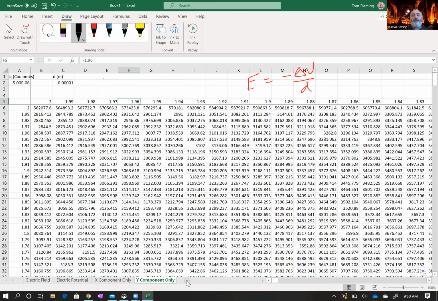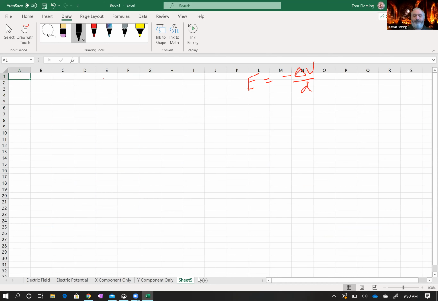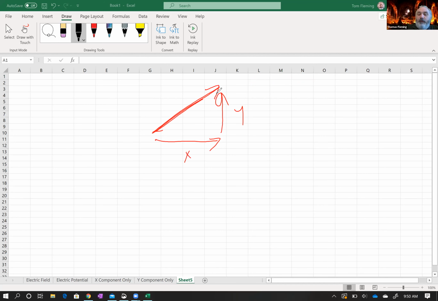So if I'm doing that, then what's going to happen is I've got a vector, and I know the X component. I know the Y component. The magnitude of that vector is whatever the diagonal is here. Well, the X component is that sheet. The Y component is that sheet. So if I want to know the electric field at any location, all I've got to do is take the X component part squared plus the Y component part squared, and that's going to give me the total.